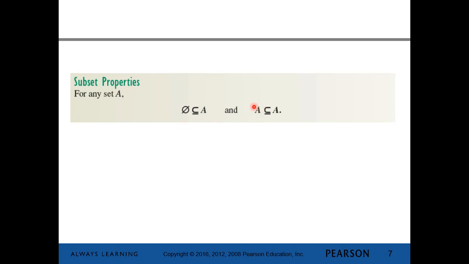Also, a set is a subset of itself. That will also always be true. A is a subset of A. Now, is A a proper subset of A? No. But that's not what we're saying. We're saying A is a subset of A. So this is always true. This is trivially true, and this is also trivially true. So these are two properties that are always true for all sets.